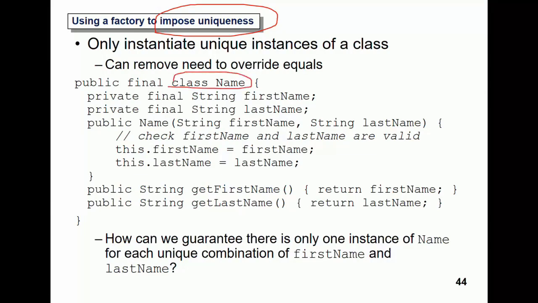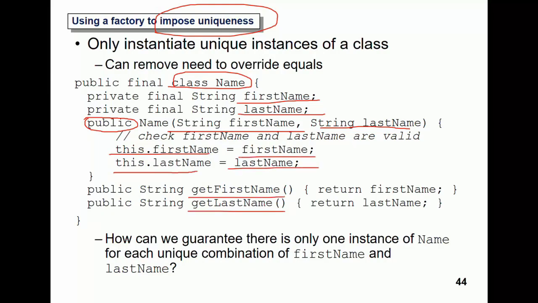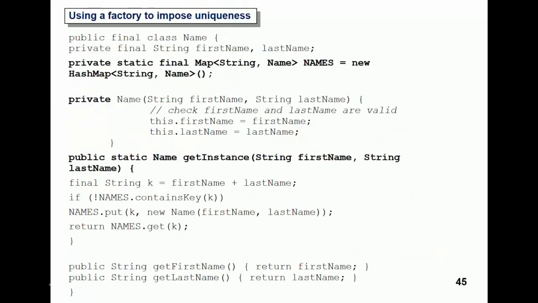Let's assume we've got this class here called name. It has a couple of strings, the person's first name and their last name. This is before we actually convert it to a factory class. This is how it's implemented originally. We've got a public constructor, first name, last name. You instantiate the values, and you're able to get the first name and get the last name. So what we want to do is convert this to a factory class. The idea is that we want to guarantee that there's only one instance of name for each unique combination.